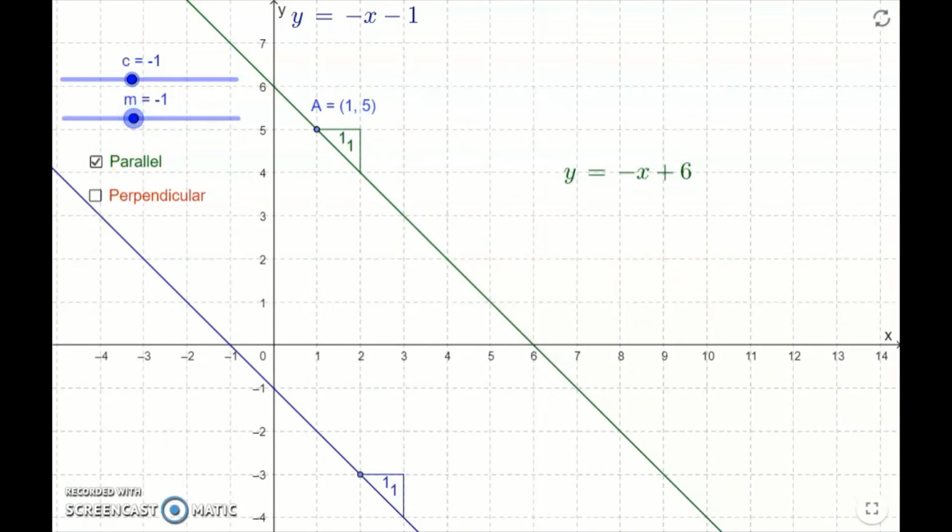So parallel lines must have the same slope, and if I were asked, I should be able to find the equation of a line parallel to a given one passing through a particular point.